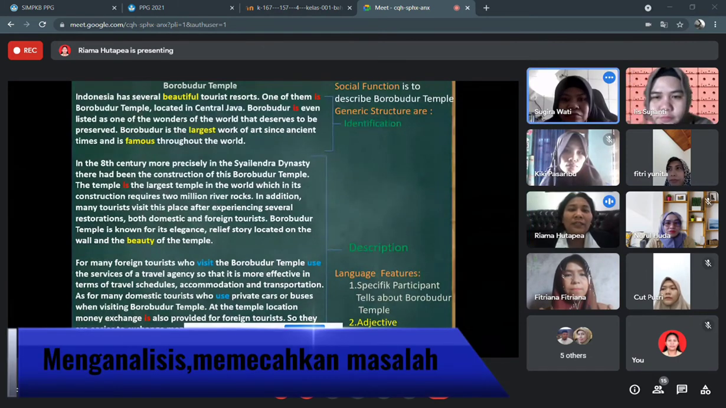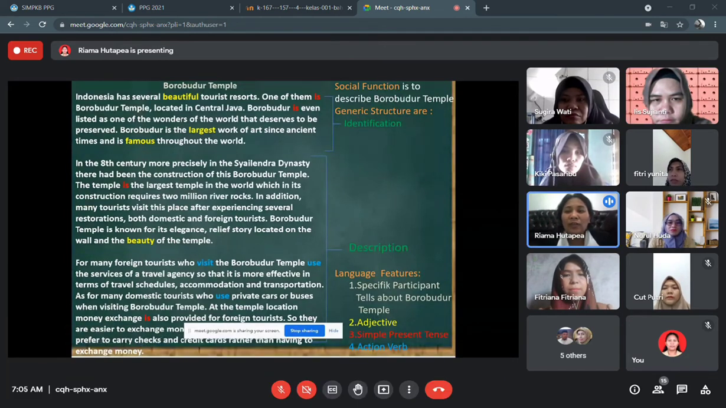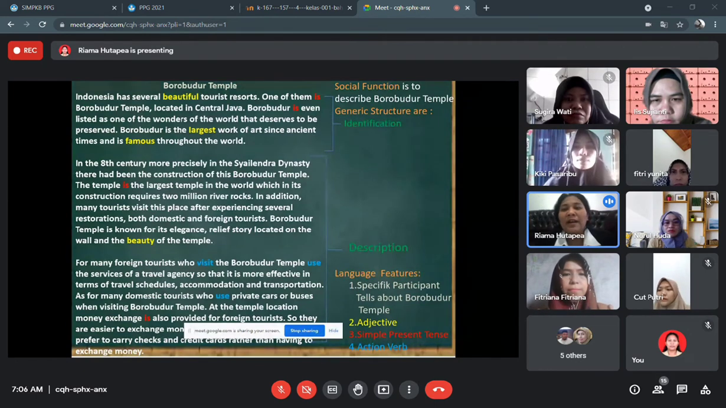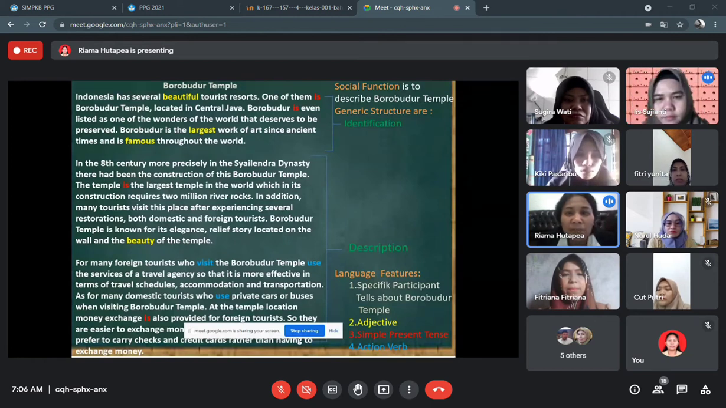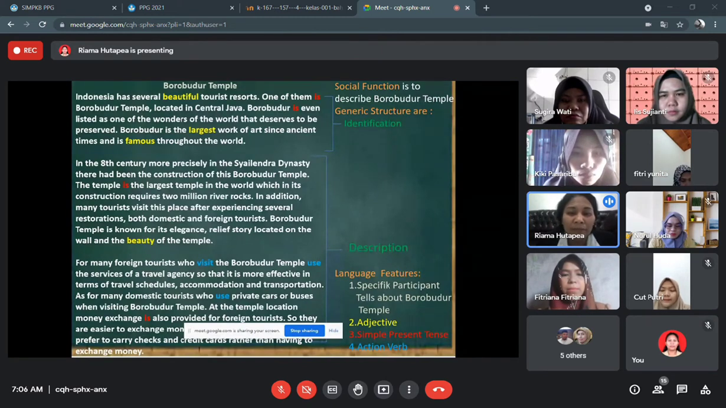Characteristic of the descriptive text is social function and generic structure and language feature. Now, from this text, the characteristic of the text we can find. Where is the generic structure? Generic structure in this text, there are two, identification and description. From this text, there are three paragraphs. The identification is on the first paragraph, and the description, you can see in the second and the third paragraph. It is about the generic structure in the descriptive text.